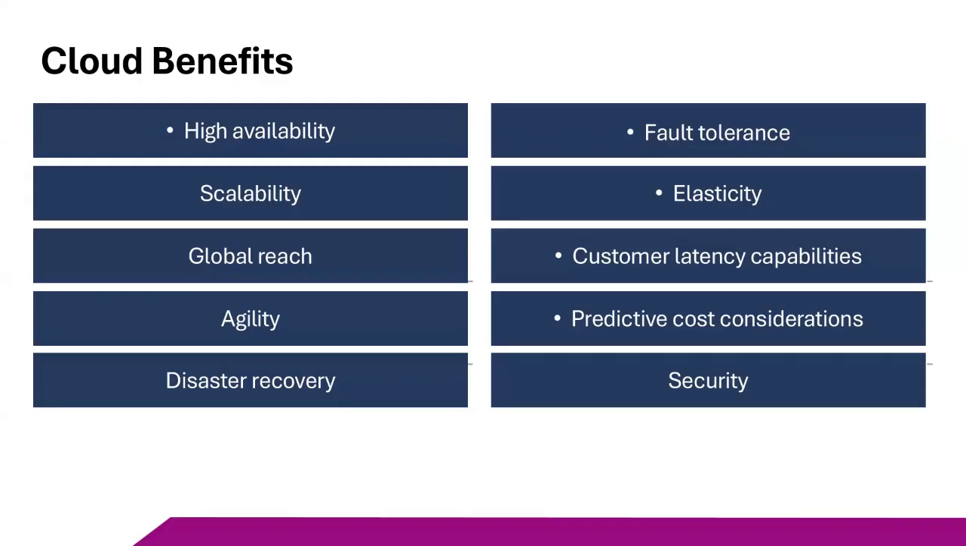We have what we call global reach, right? So for instance, Microsoft Azure has data centers in over 64 nations. So if I need a data center in South Africa, in America, in the UK, in Europe, wherever, I have a data center there. So that's what we talk about global reach.